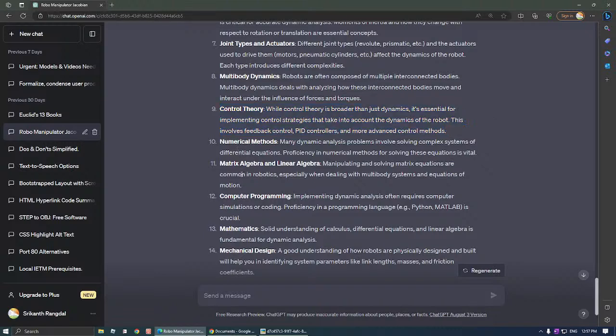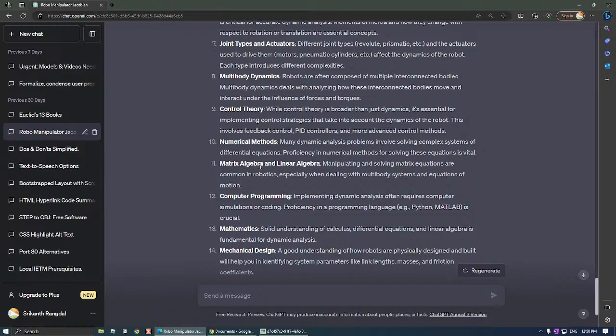Anyway, so next we have numerical methods. Dynamic analysis problems involve solving complex systems of differential equations. Proficiency in numerical methods for solving these equations is vital. Okay, so in cases where we won't be able to solve the differential equations by using the traditional analytical methods, we'd probably have to use numerical methods, which are approximation methods. The result might not be exactly what we actually want, but it's got to be sufficiently close to what we need in engineering. Then we have matrix algebra and linear algebra.